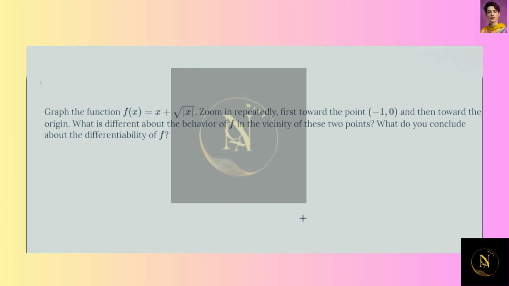This is problem number 45 of the Stewart Calculus 8th edition, section 2.8. Graph the function f of x equals x plus the square root of the absolute value of x. Zoom in repeatedly, first toward the point -1, 0, and then toward the origin. What is different about the behavior of f in the vicinity of these 2 points? What do you conclude about the differentiability of f?